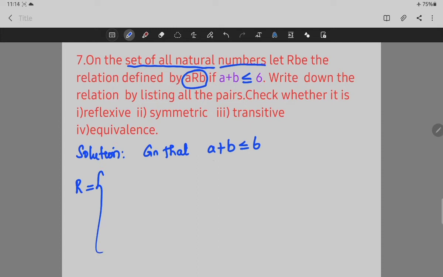So A plus B, A and B, they are natural numbers. So I'll take A as 1, B as 1. So what is 1 plus 1? 2. 2 is less than 6. So I'll have the ordered pair first one, 1 comma 1. Next I can go for 1 comma 2.